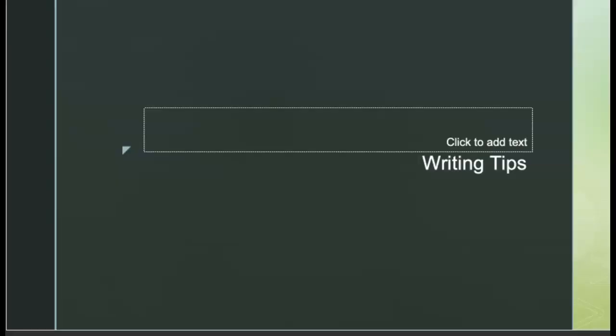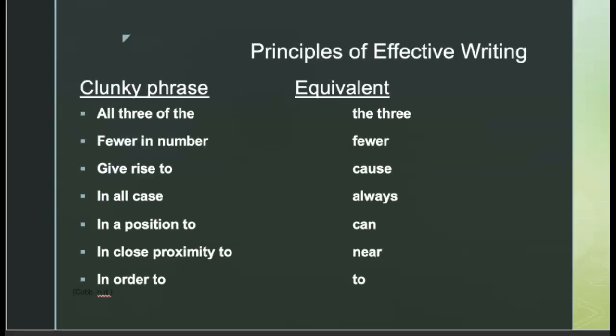So here are some tips. First, you want to make your writing condensed. You don't want to use a lot of words. The fewer words you can use to say the same meaning, the better. So instead of saying "all three of us," you say "the three." Instead of saying "fewer than number," you say "fewer." In all cases, you say "always." The idea here is you cut down the words to be precise.